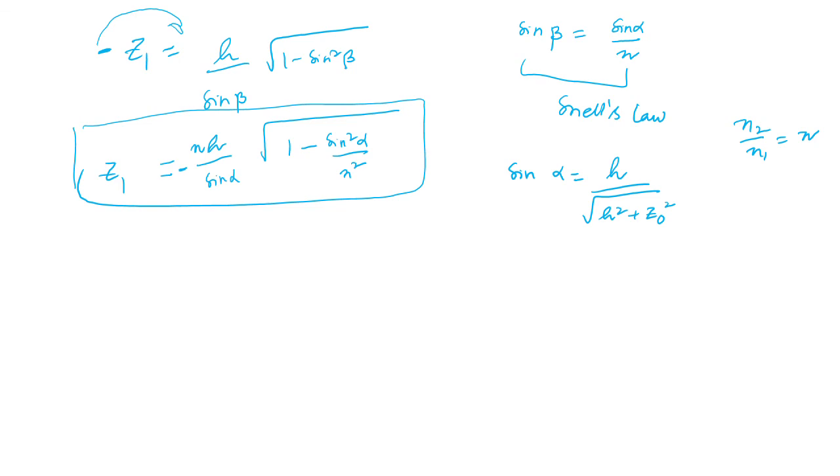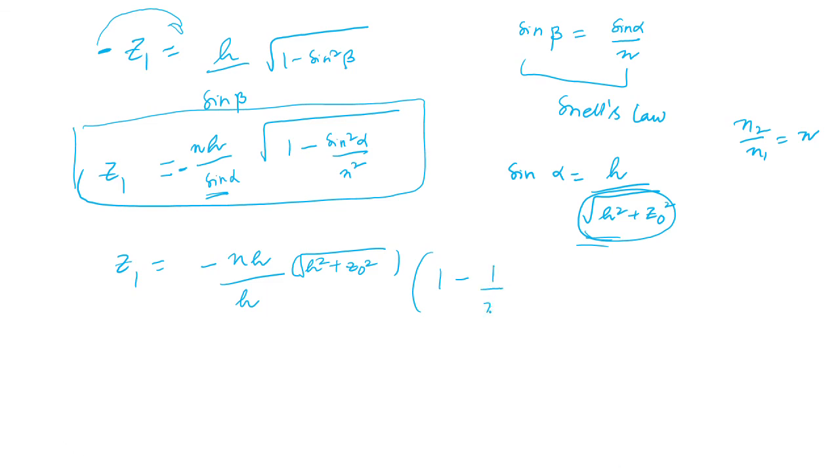So if I use this, then I can write z1 as minus, right, nh by sine alpha is this, so I can write h, and instead of writing this in the denominator, because sine alpha is in the denominator here, I'm going to just move it to the numerator, right? So I would have square root of h squared plus z0 square, right? And then here I would have 1 minus 1 over n square. I have sine square alpha, so sine square alpha would be h square by h square plus z0 square, and this is all under a square root, so I'm just going to express it as to the power half, right?